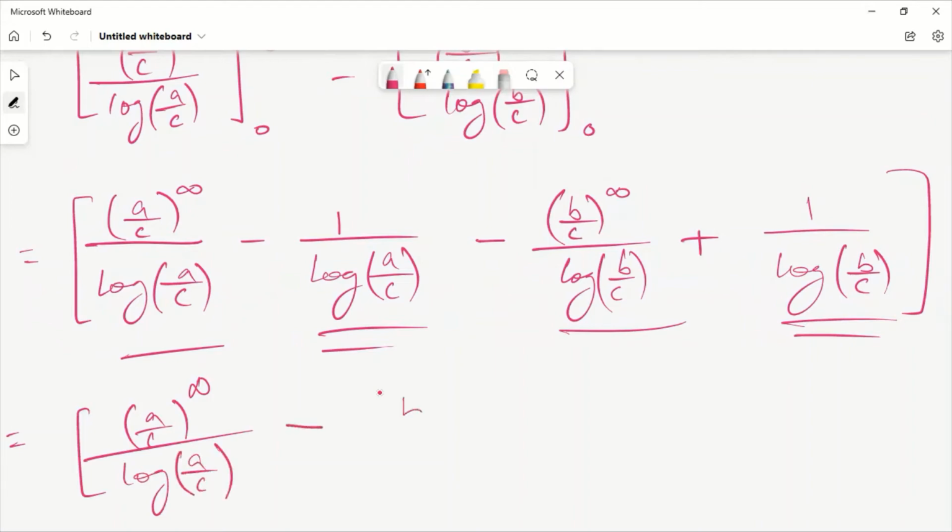and minus b by, oh, I'm sorry, my handwriting is very terrible right now. Just a second, I'll change it, just a second, my dear friends.